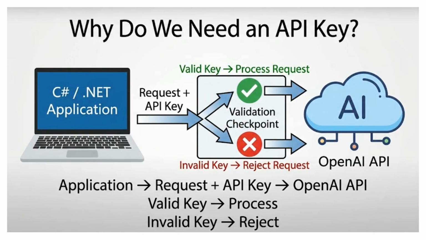Why do we need an API key? When our C# or .NET application sends a request to the OpenAI API, it also sends the API key. OpenAI then checks this key at a validation checkpoint. If the API key is valid, the request is authorized and OpenAI can process it. But if the key is invalid, the request will be rejected. So the API key helps OpenAI verify that our application is authorized to use the API. In simple terms, valid key, process the request. Invalid key, reject the request.